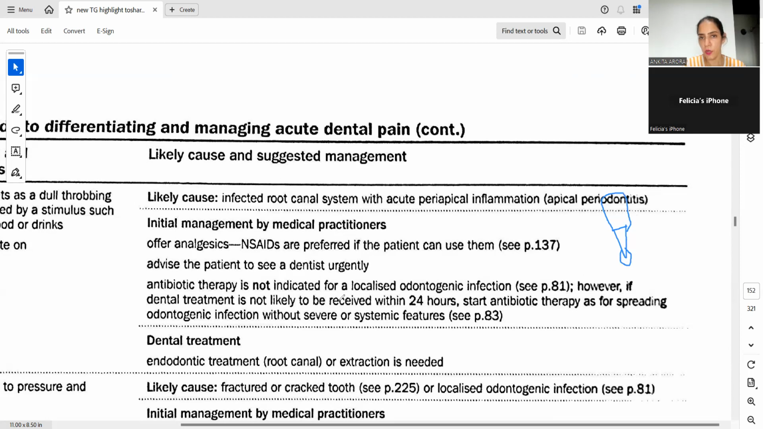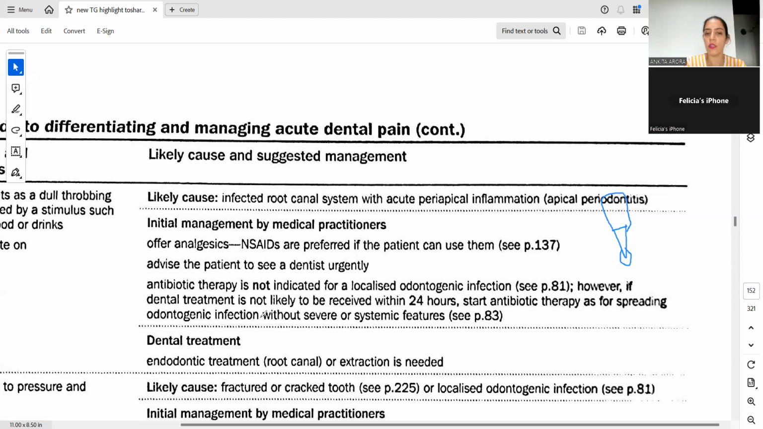Antibiotic therapy is here also not indicated, which is for a localized odontogenic infection. However, if dental treatment is not likely to be received for 24 hours, say there is a delay in getting the patient with more treatment, we would be starting antibiotic therapy. Okay, so we have this. Start antibiotic therapy if the patient is not reaching a dentist within 24 hours.